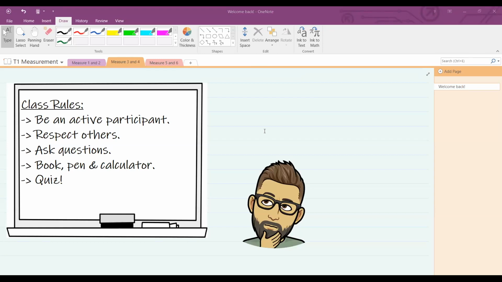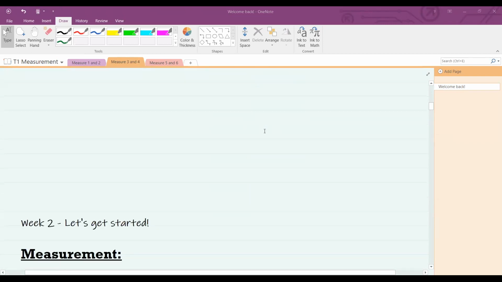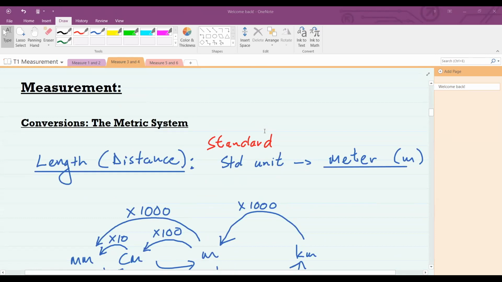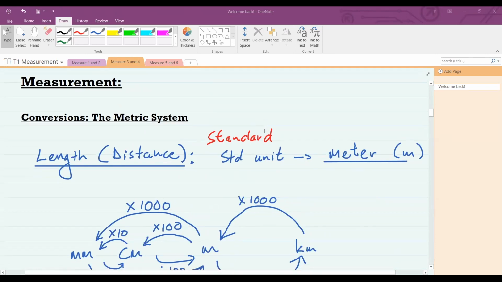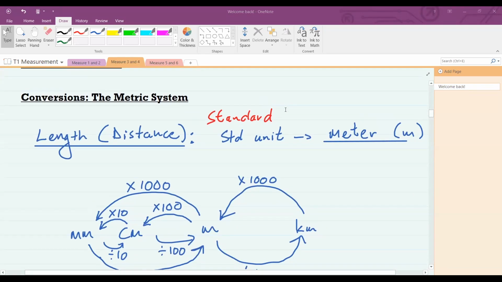Okay. So this week, Tuesday, we looked at conversions within the metric system. And we're looking at 3 basic units of measurement. So we looked at distance, mass, and capacity, which is pretty much the same as volume. And what we did was we tried to work out how we can change within the metric system.